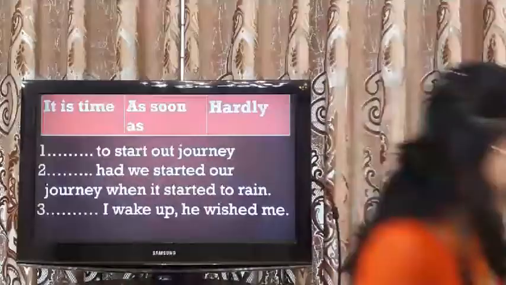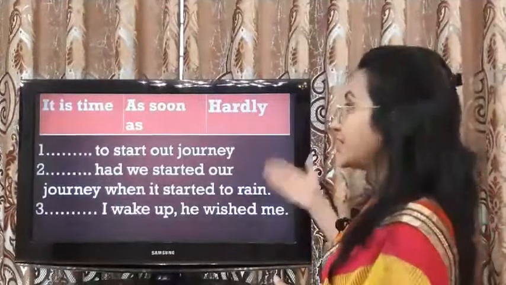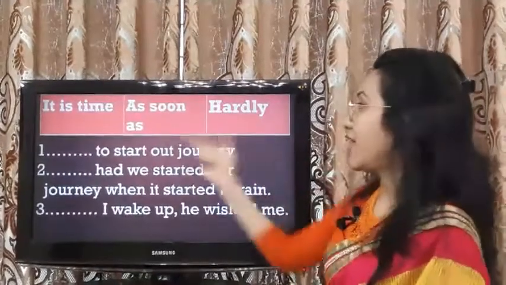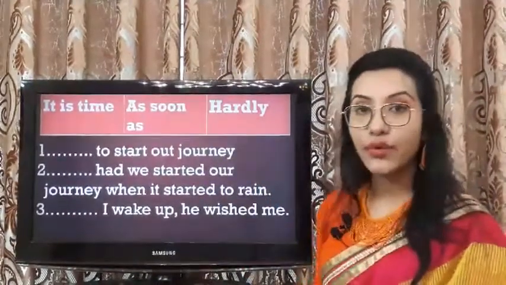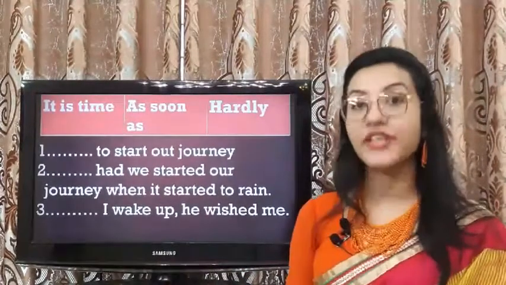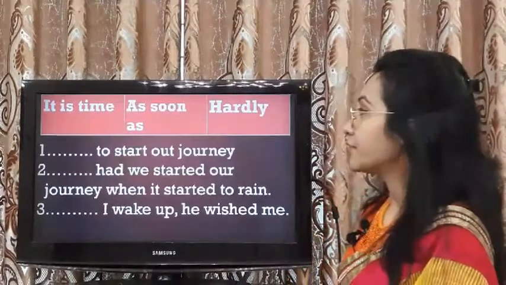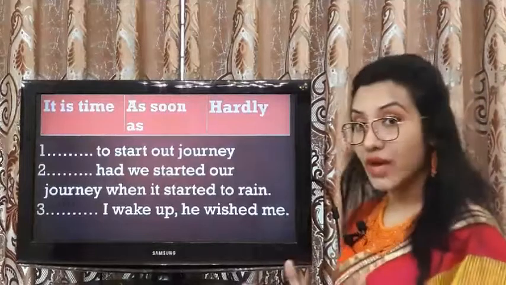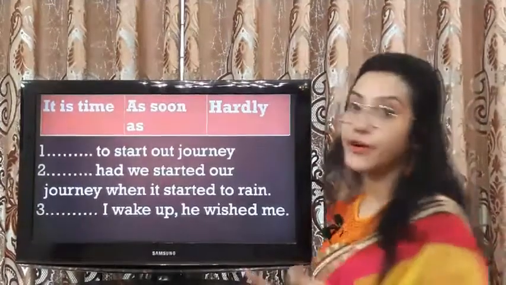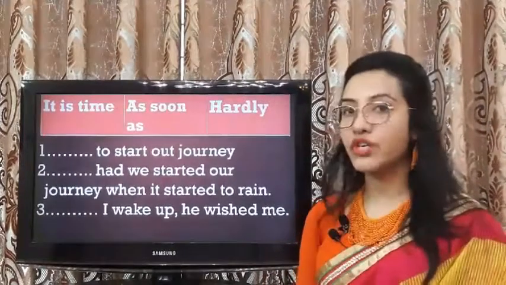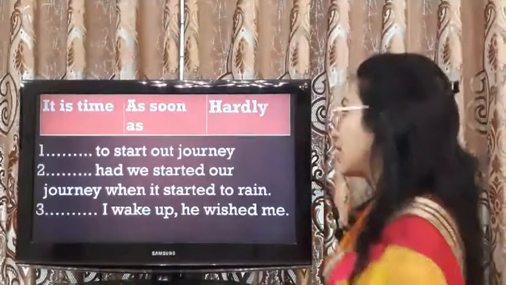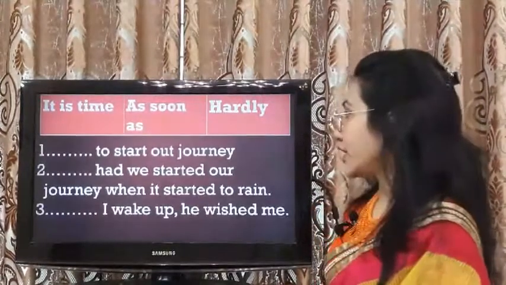So we have almost come to the end of the class. Before we finish our class, let's have another quiz. Now again, we have 3 sentences here and we have 3 clues as well. We have to put the right one in the right blank. The first clue is it is time. Second clue is as soon as. Third clue is hardly. Let's read the questions. Number 1, dash to start our journey.